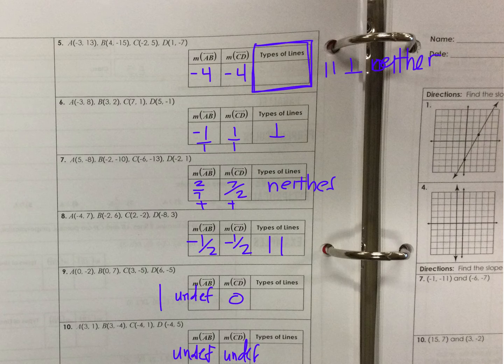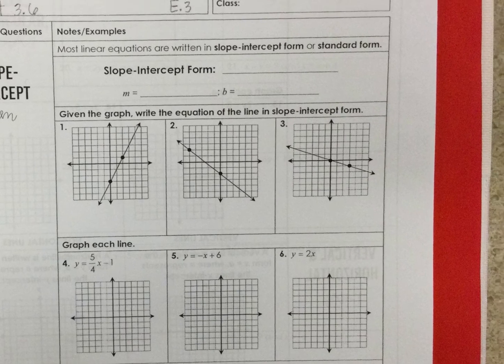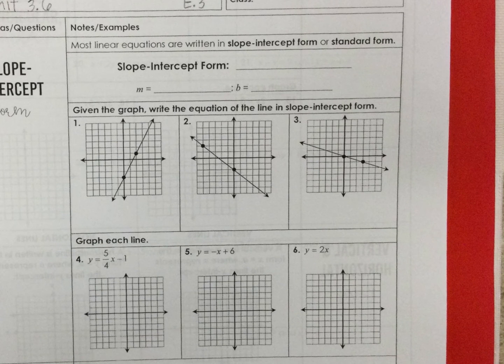If it's undefined, it means it's up and down. If it's 0, it means it's side to side. Those make perpendicular. Number 10, undefined, undefined. Well, that's the same thing, so these will be parallel. So I need you to finish 4 and 5 on your own, and then I need you to flip over to the next packet. All right, this is lesson 3.6, page 34.